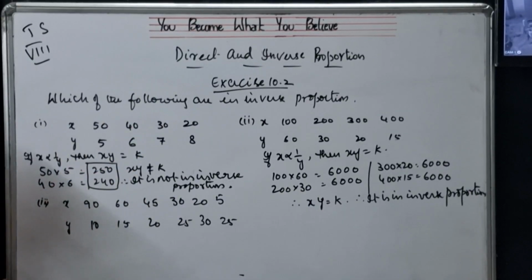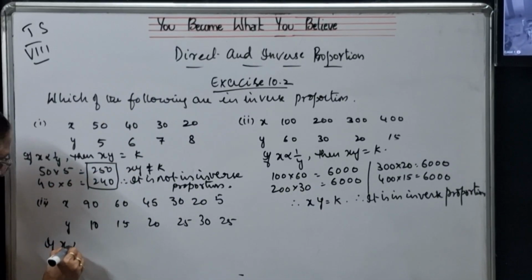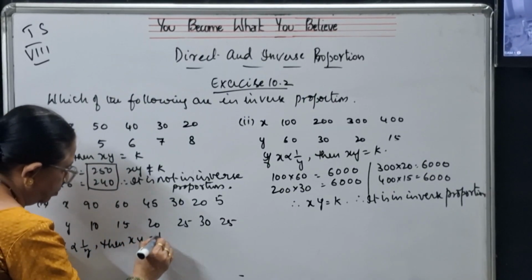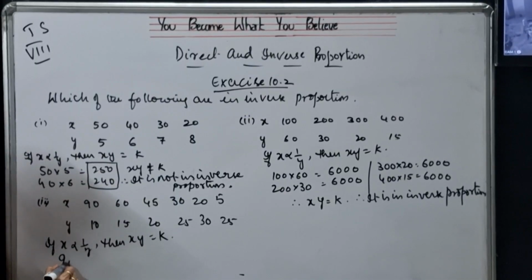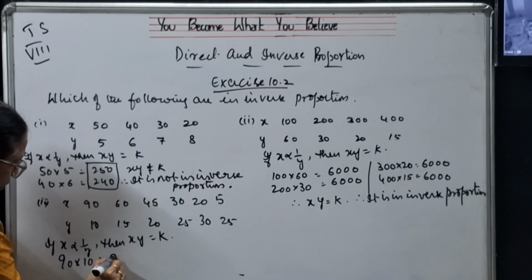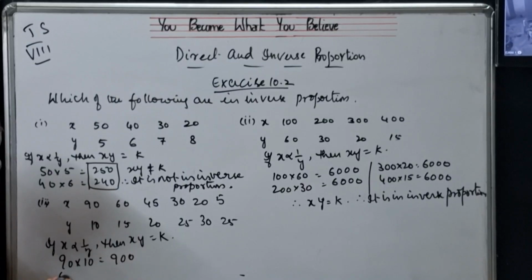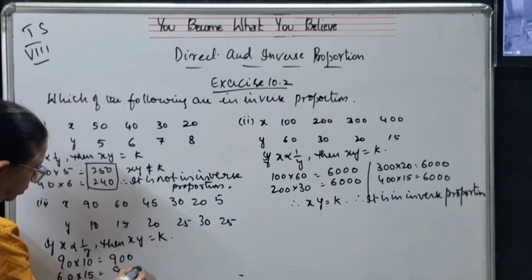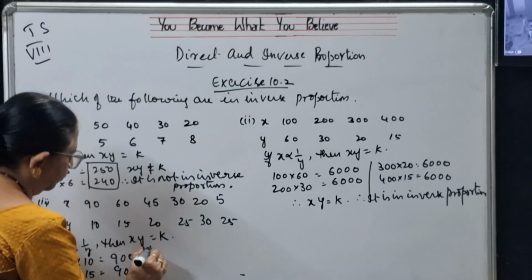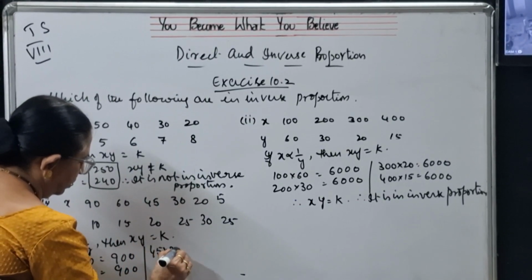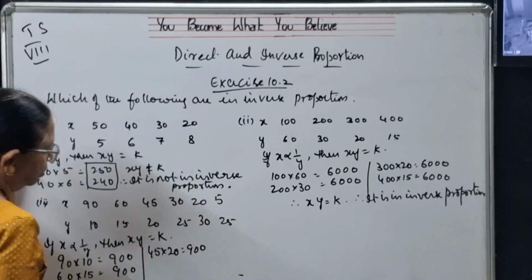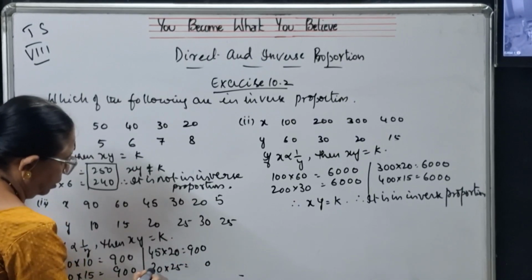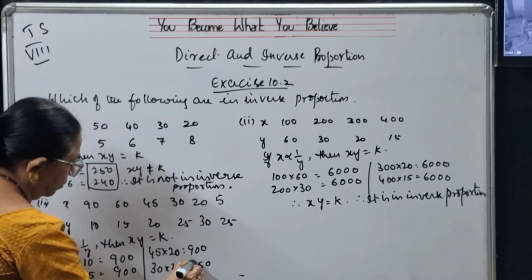Let us see the third bit. Here also, if x is inversely proportional to y, then x into y should be constant. So 90 into 10, 900. 60 into 15, 15 6s are 90. Okay, this is also 900. Then 45 into 20, 45 2s are 90. This is also 900. 30 into 25. So 0 here, 5 3s are 15, 750.